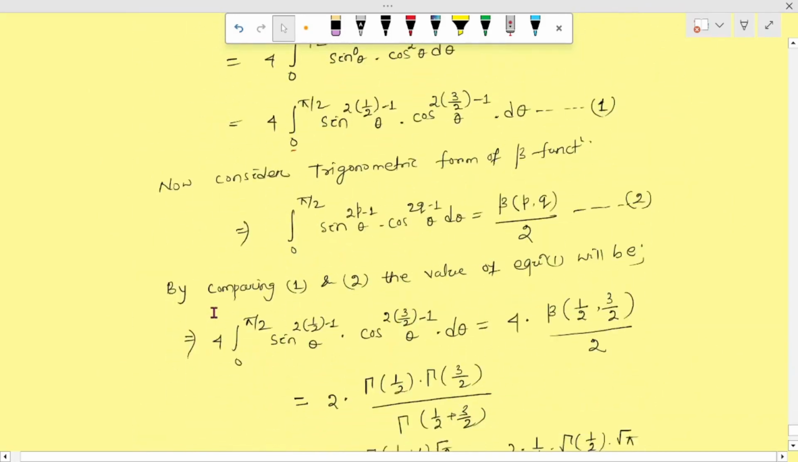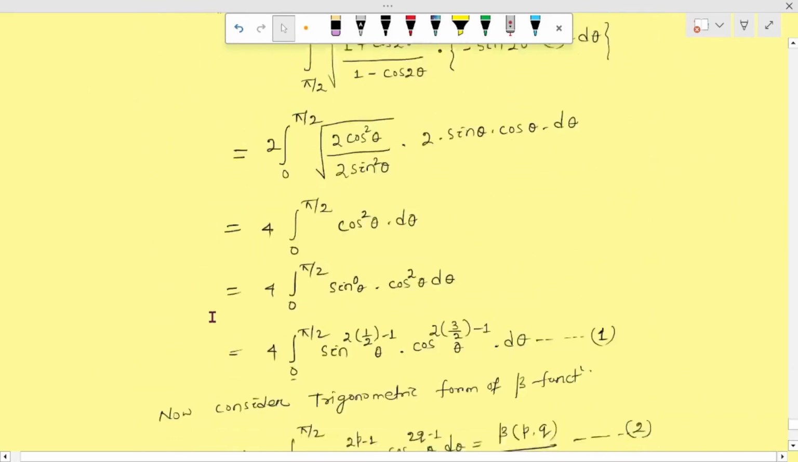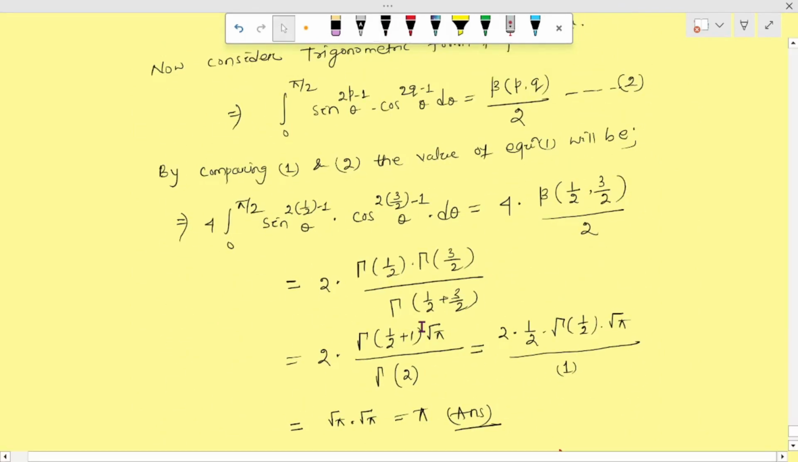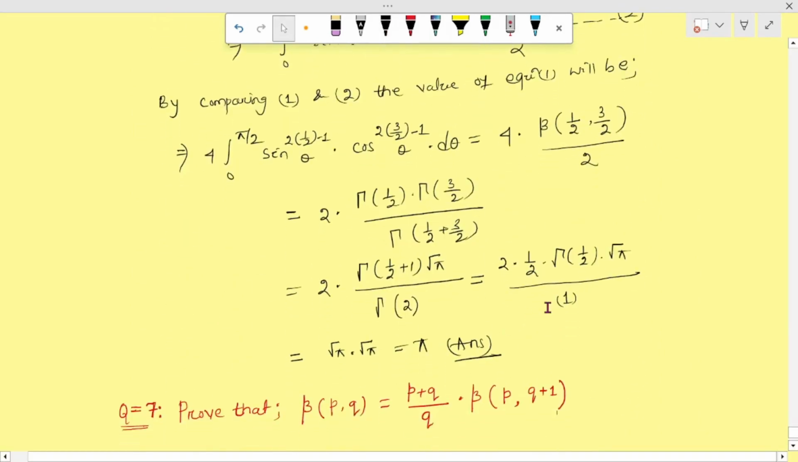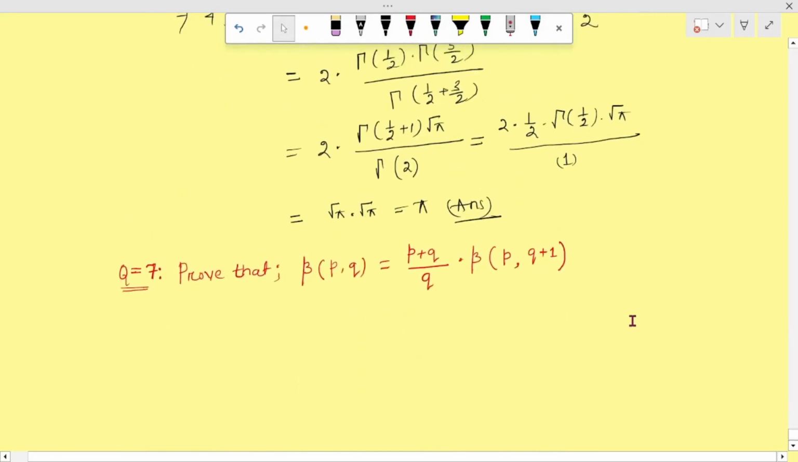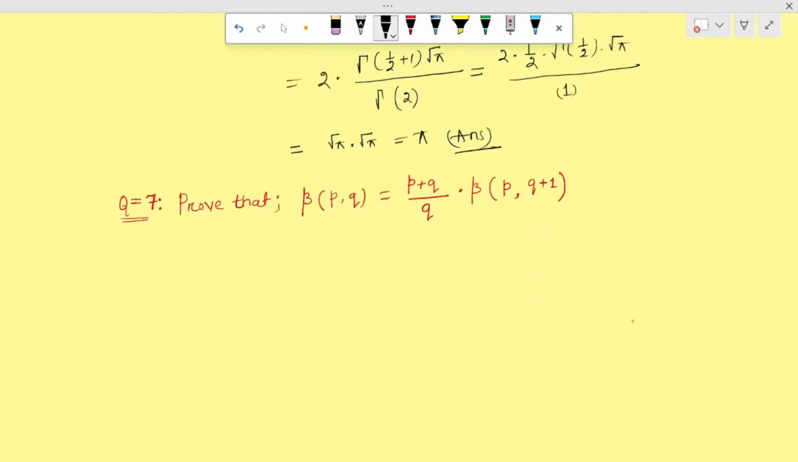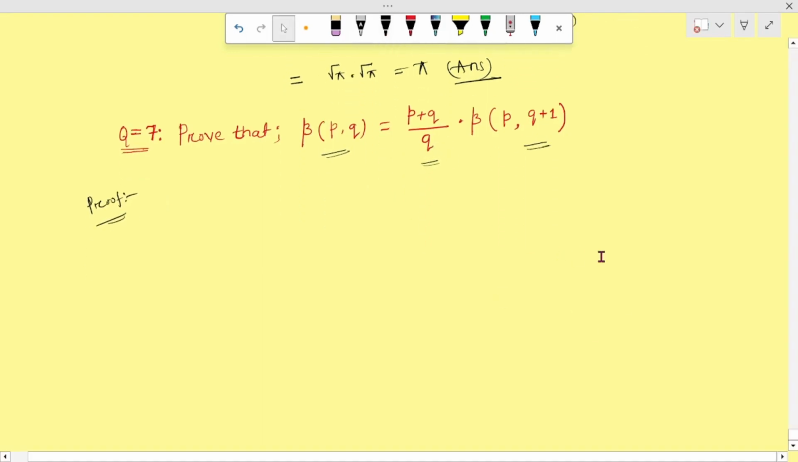So the next question will be question number 7. Here in question number 7, we have to prove that beta(p,q) equals (p+q)/q into beta(p,q+1). Okay, so let us start to prove. First we consider the LHS part, then we are going to consider the RHS part. Consider the LHS part.